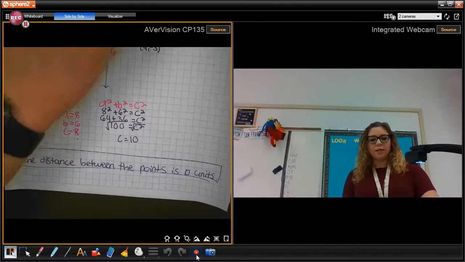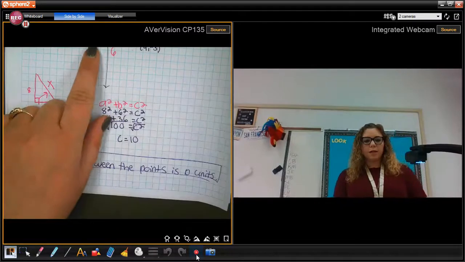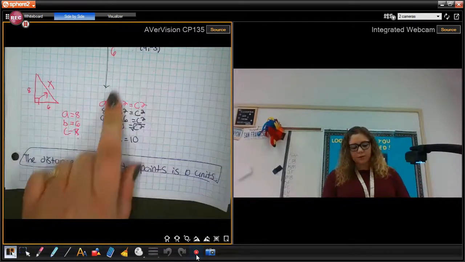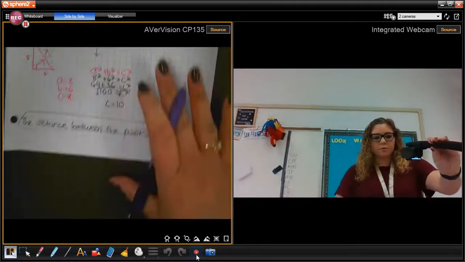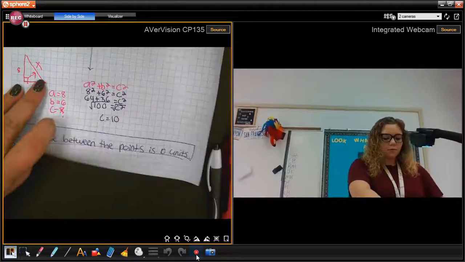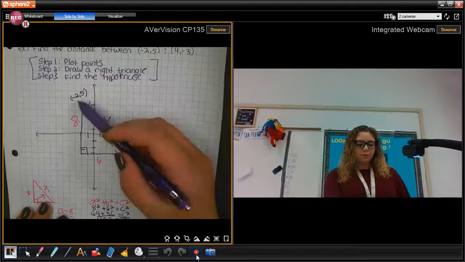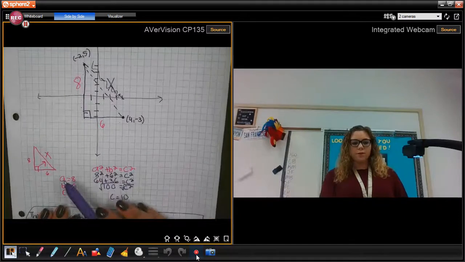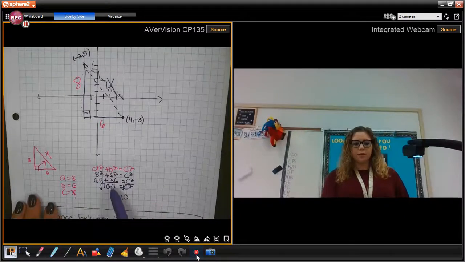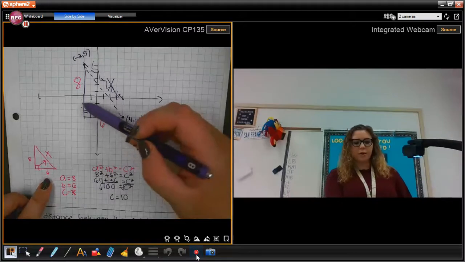So again, with these kind of problems, you're going to plot your points, count how many blocks, rewrite your triangle, and then you're going to do it. Okay? So again, plot the points, create your right triangle, rewrite your triangle, and plug into this equation. And the way you get 8 and 6 is by counting the blocks.